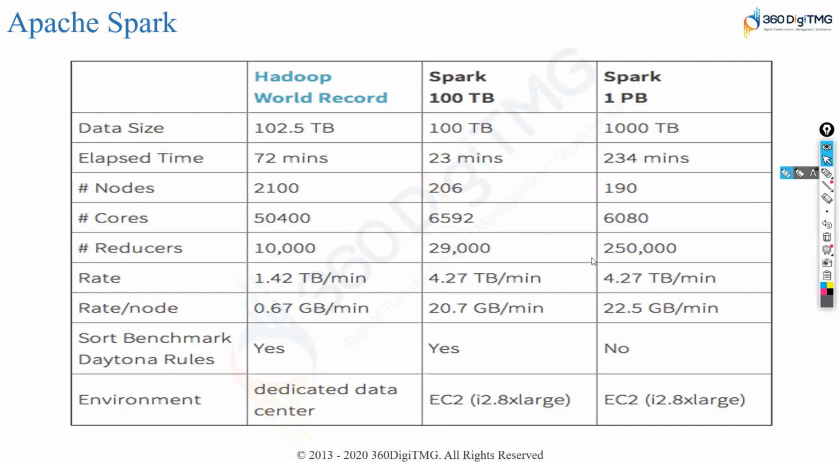Cores, okay, your computer has cores. How many core CPUs does your computer have? We generally say i5 core, i7 core, i8 core, i9 core. Those cores I'm talking about. Reducers are your MapReduce jobs. These are parallel transactions that get executed to get the results.